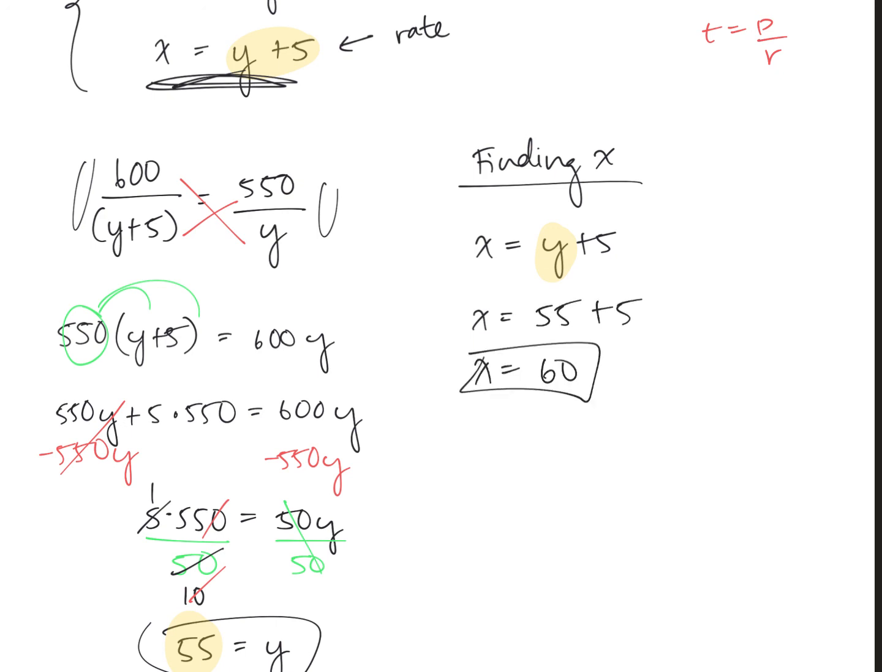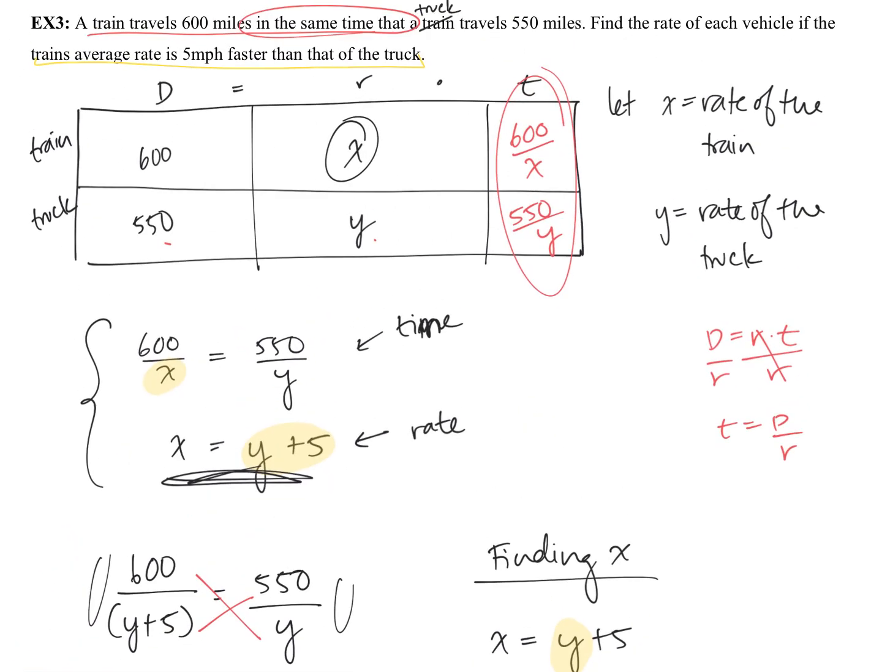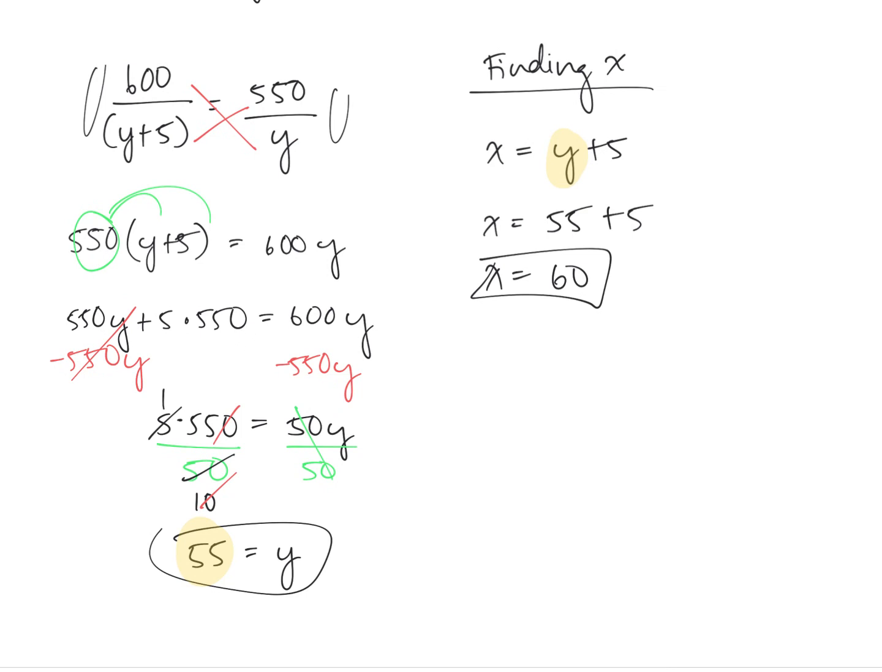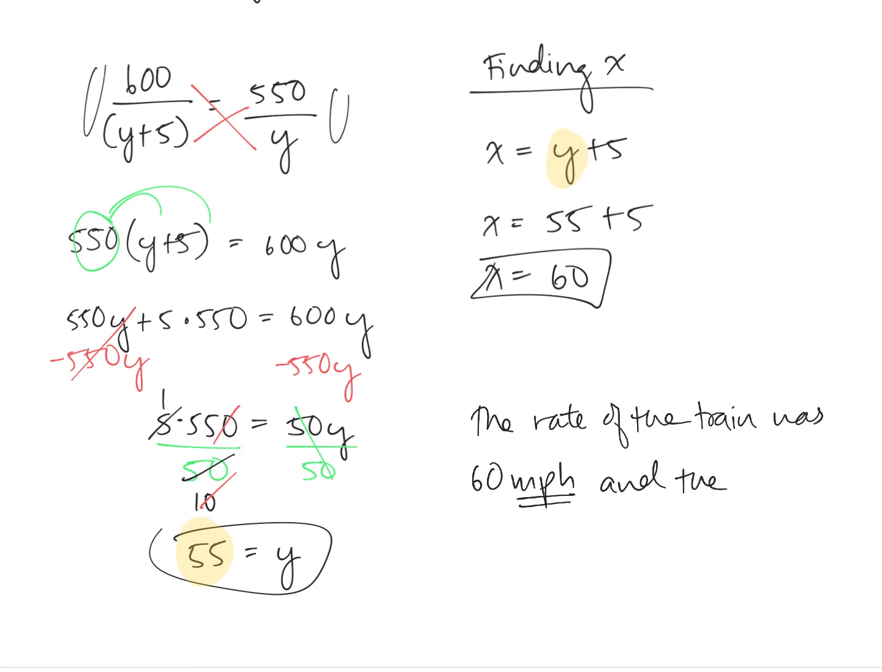Are we done? Nope, we need to answer in a sentence. So x was the rate of the train and y was the rate of the truck. So the rate of the train was 60 miles per hour. Remember to use our units. And the rate of the truck was 55 miles per hour, period.